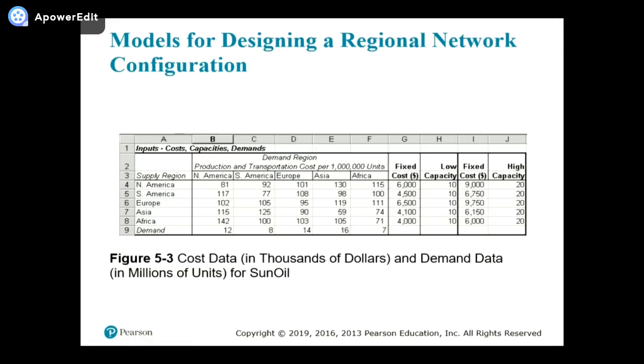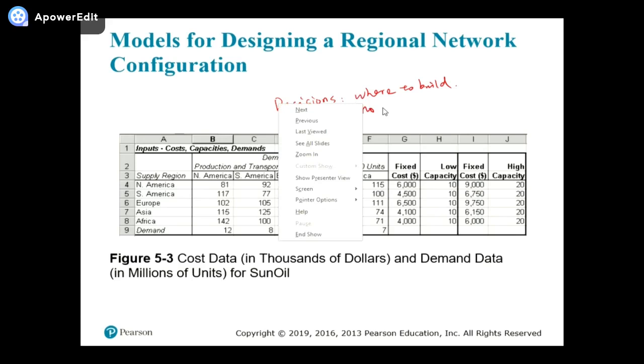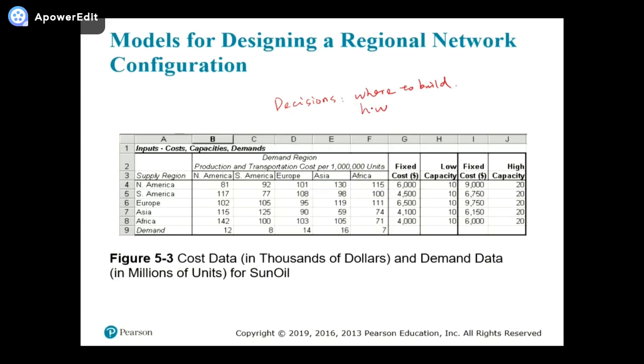Okay, so again, our decision is where to build facilities, and then how much capacity to build in each region. And then for each facility, which markets does it cover?